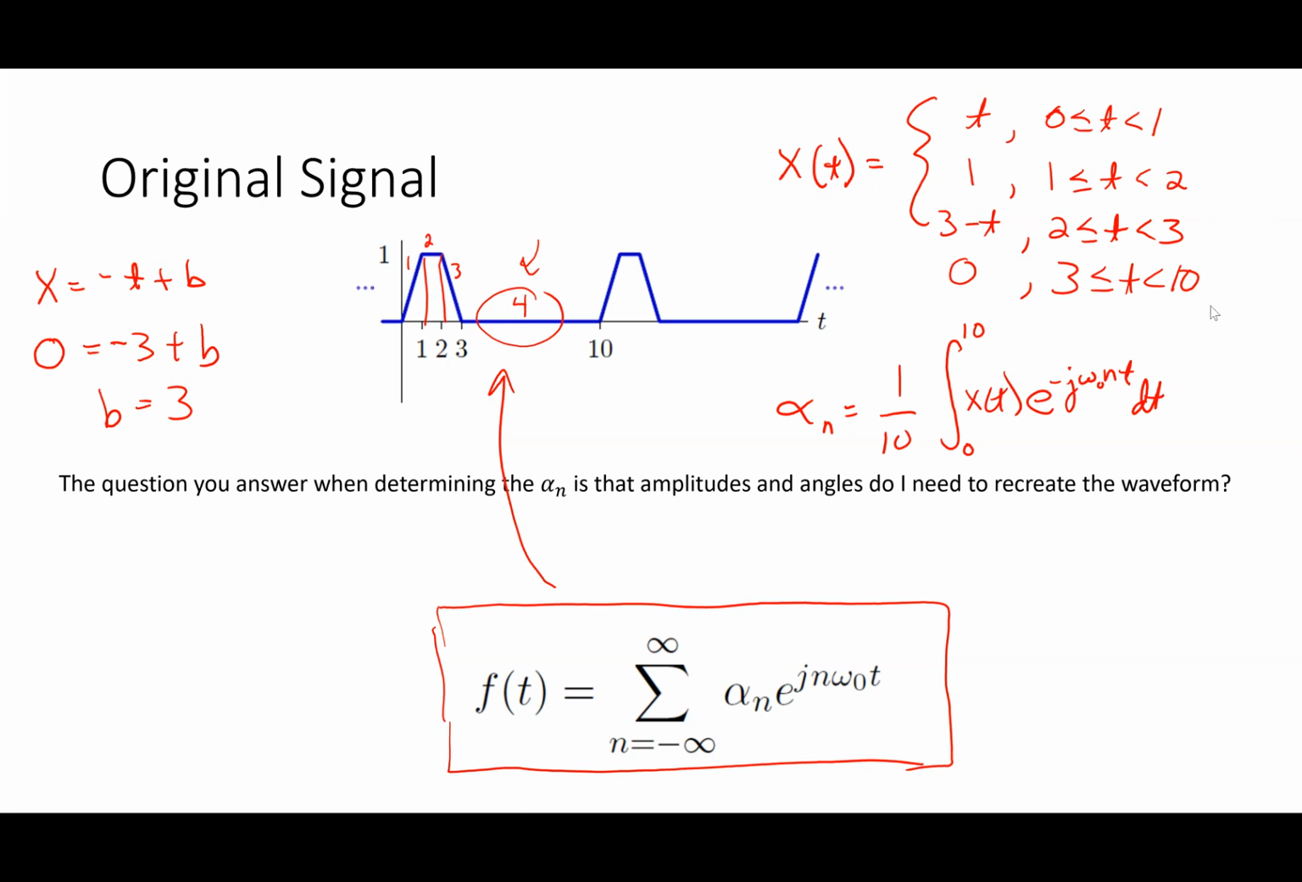So would the first integral you do be from 0 to 1, then 1 to 2, then 2 to 3, and then the rest would just be 0? Yep. Okay, cool. That makes sense. So you just break them up like that.